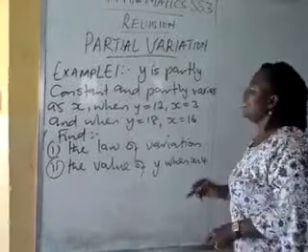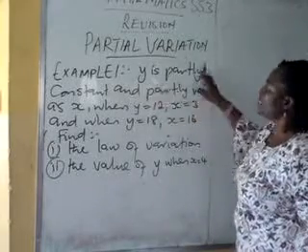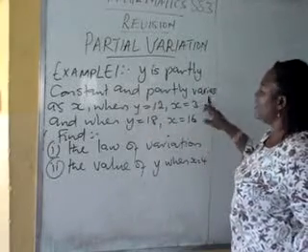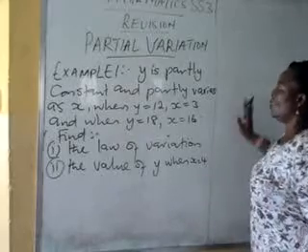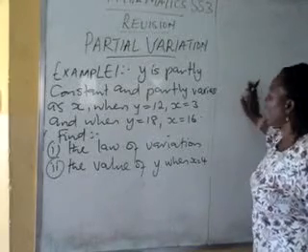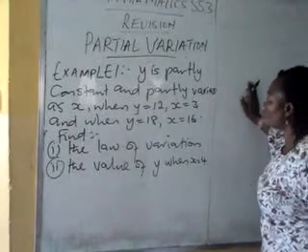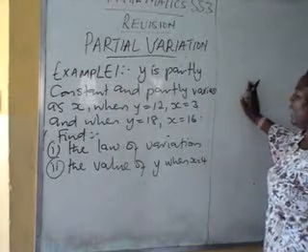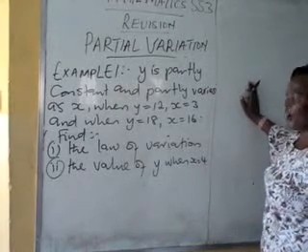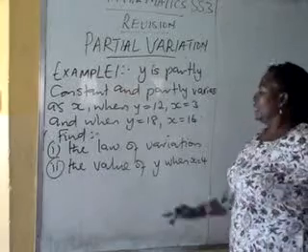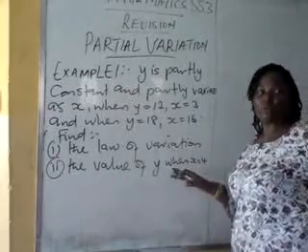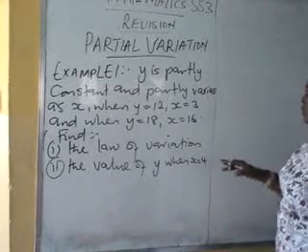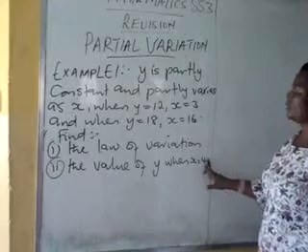Okay. Example 1 now. Y is partly constant and partly varies as x. When x equals 12, when y equals 12, x equals 3. And when y equals 18, x equals 16. Find number 1, the law of variation. Number 2, the value of y when x equals 4.